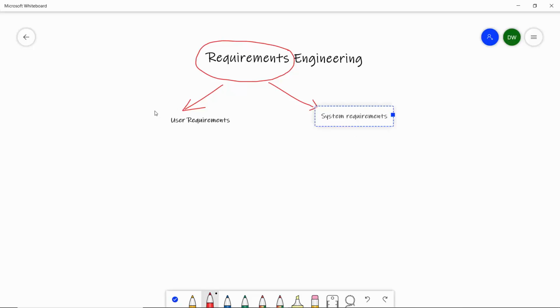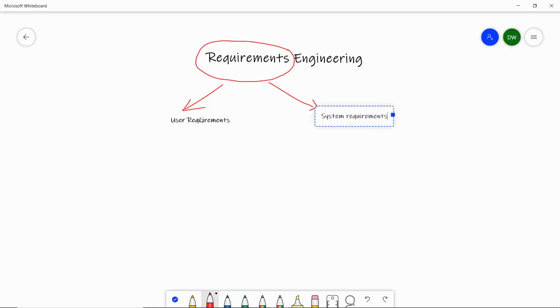When we talk about these user requirements, they are considered according to the user's perspective. User means the person who is going to use this system. Simply say this user will be the customer, right? And these system requirements are considered according to the developer's perspective.